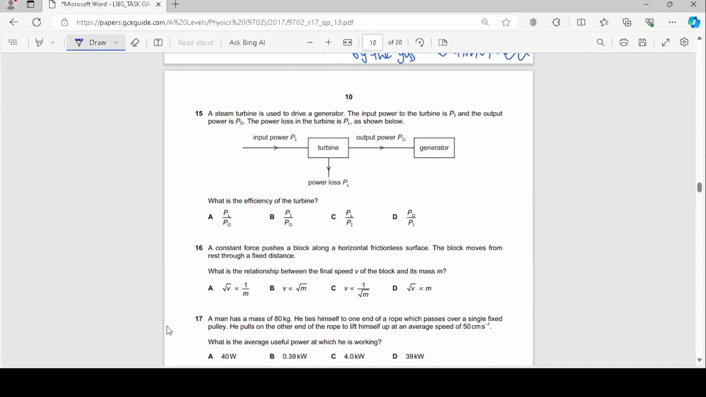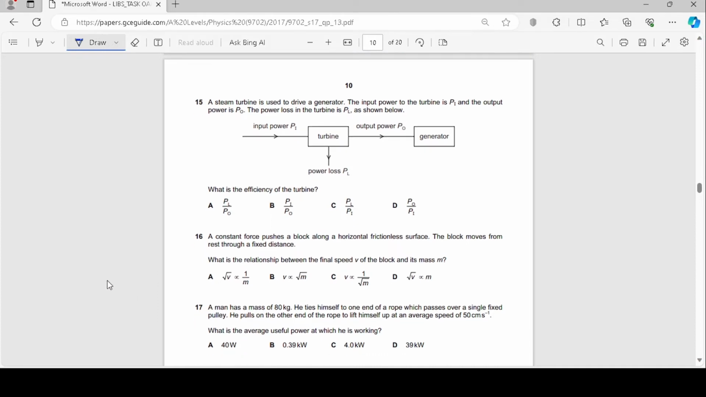Question number 15. A steam turbine is used to drive a generator. The input power to the turbine is Pi and the output power is P naught. The power loss in the turbine is PL as shown below. So what is the efficiency of the turbine?